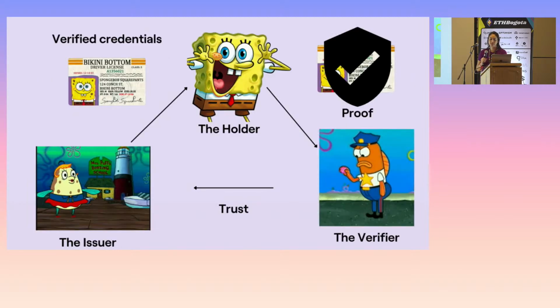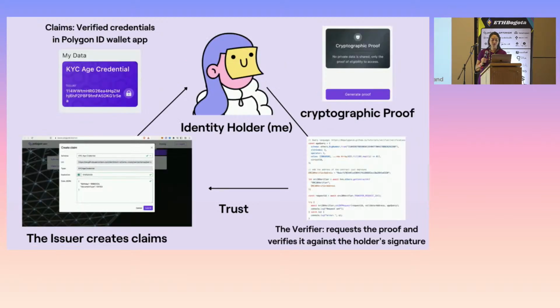So going back to the SpongeBob thing, we're going to switch that to what this looks like in Polygon ID. So instead of Mrs. Puff or someone from the government creating claims, you use an issuer to create a claim, and that issuer can give the claim as a verified credential to a holder, me, within my Polygon ID wallet app. And then I can generate a cryptographic proof that is verified on-chain with a smart contract to check against my signature to make sure that that is actually my proof.